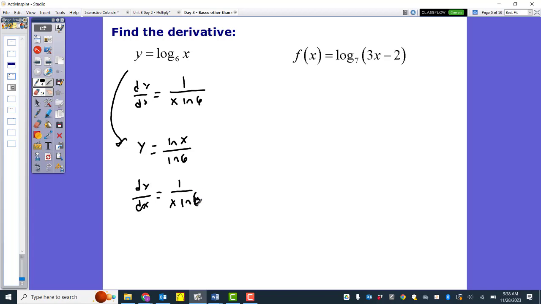Either way gives us the same answer. I think remembering the formula is going to make things a lot easier for you in the long run, especially when you do something like the second one with chain rule. So we're going to have 1 over 3x minus 2 times natural log of 7. That's our outside, times the derivative of the inside, so times 3. We'll go ahead and move that to the top. So 3 over, and then that right there.